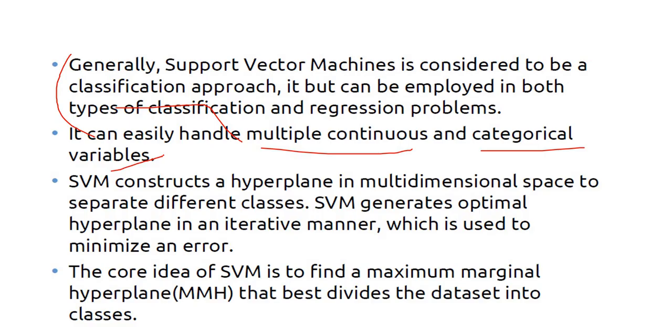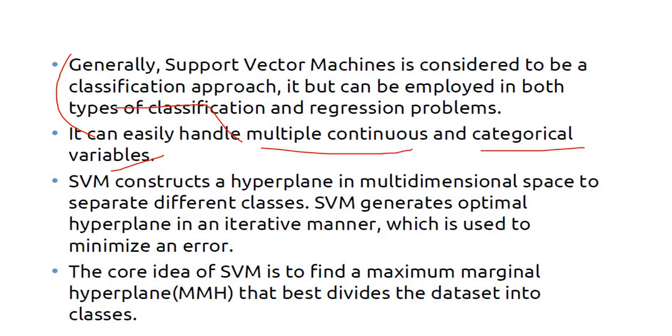Now, why is SVM so powerful? SVM constructs a hyperplane in multi-dimensional space to separate different classes. It works with continuous data like height and weight, and categorical data like yes or no, or male and female. So we don't have to worry much about the data types. SVM is quite flexible.